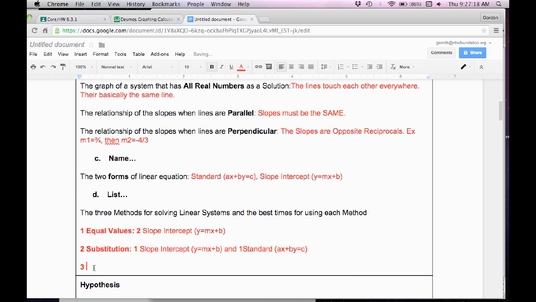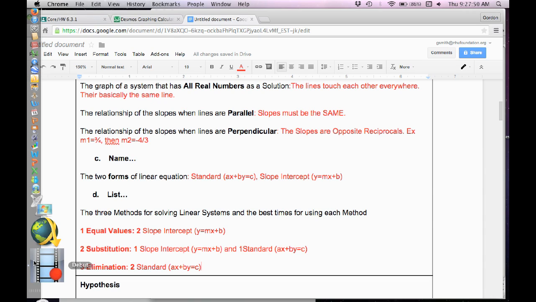Okay, and the third one is called elimination. And elimination is when you have two equations that are in standard. And little reminder that when they're both in standard, you either get the coefficient of x or the coefficient of y to be opposites of each other, and then you add the two equations together, and one of the variables disappears, allowing you to solve for the other variable. All right, so that's it for our methods in learning today. Just all reminder type.